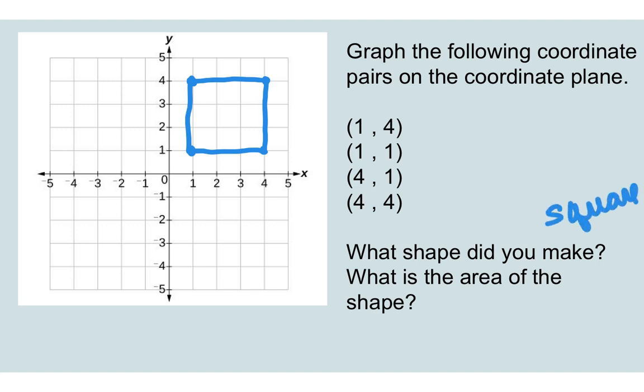And then the second one is, what is the area of the shape? So again, I need to get my side measurements. So I'm going to count my jumps, 1, 2, 3, so that side is 3, and 1, 2, 3. Area is length times width, so 3 times 3 gives me 9, and then we say units when we don't know the measurement, squared.